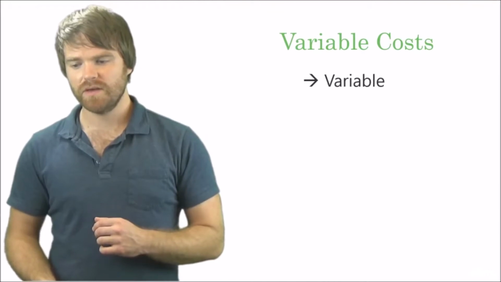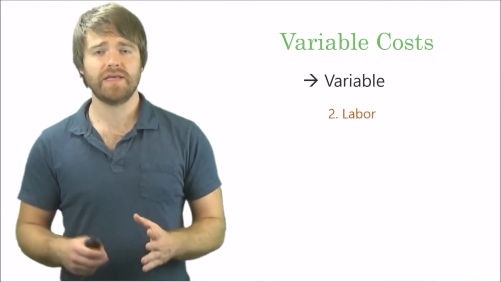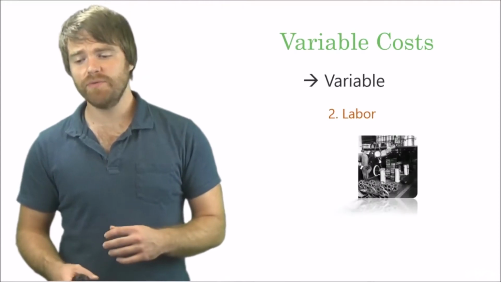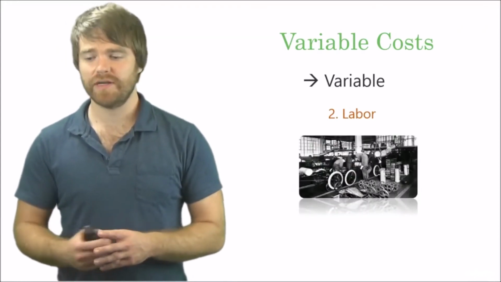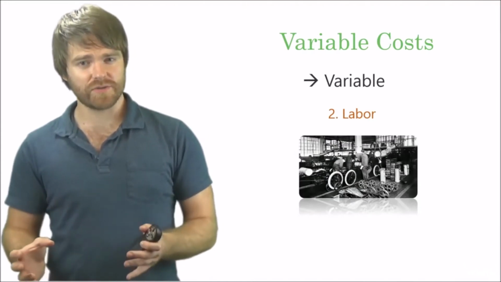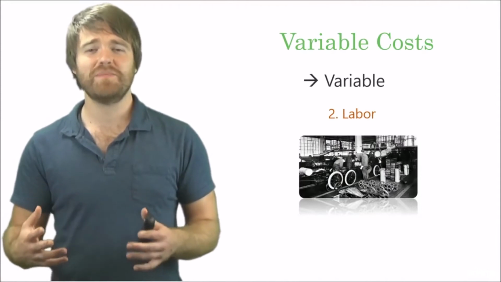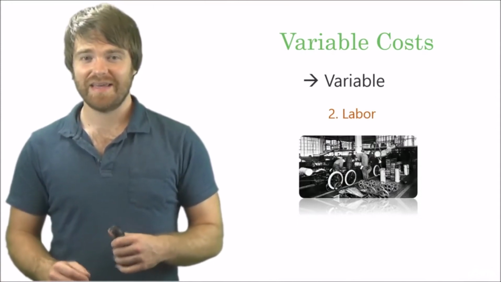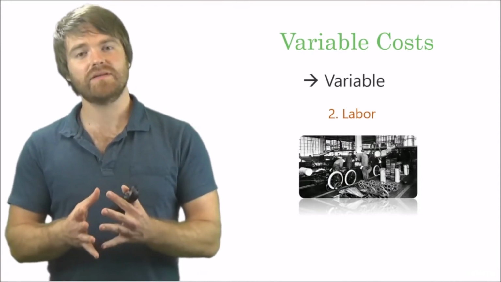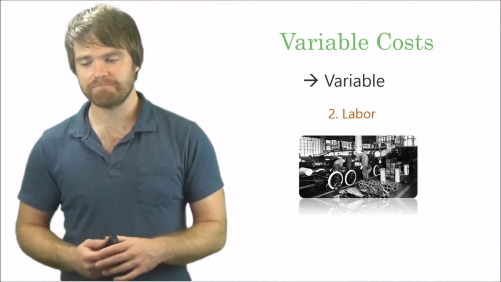Second type, we call this labor or direct labor. It's the people that put the car together, right? They're in an assembly line here. They take all those materials, right? Engine, steering wheel, glass, whatever it might be to put a car together. They take it and they assemble it. That's called direct labor. That's a variable cost.